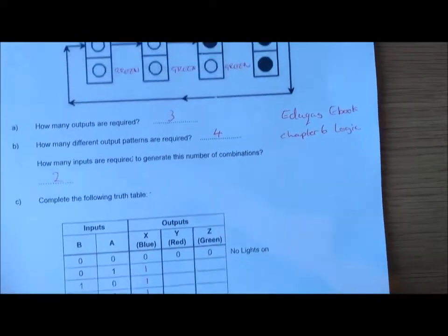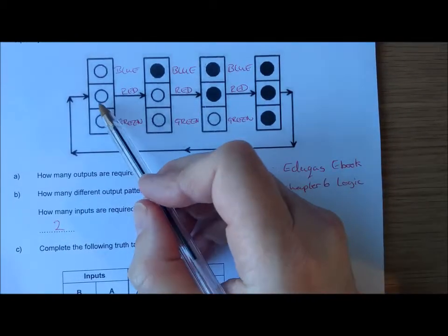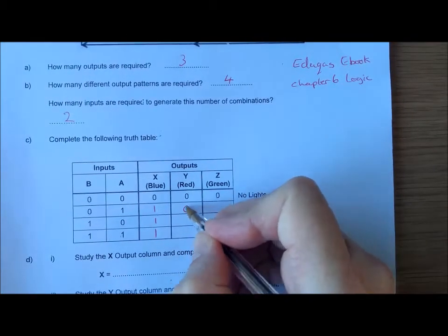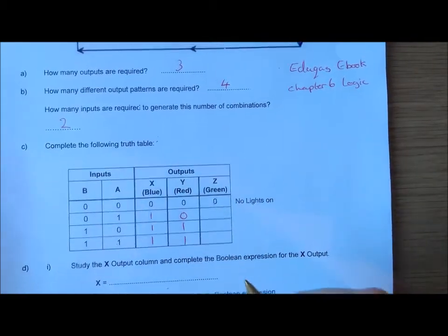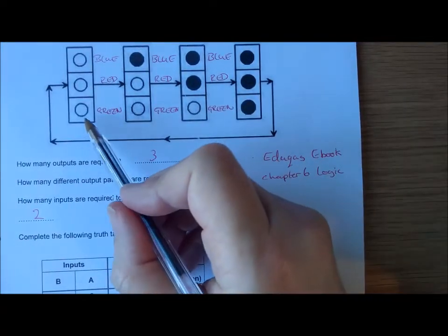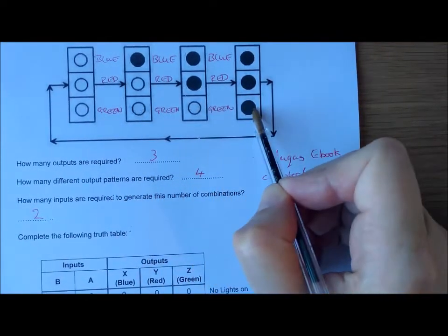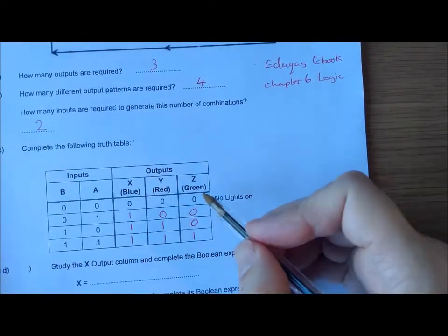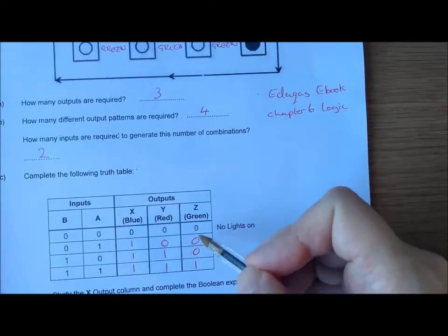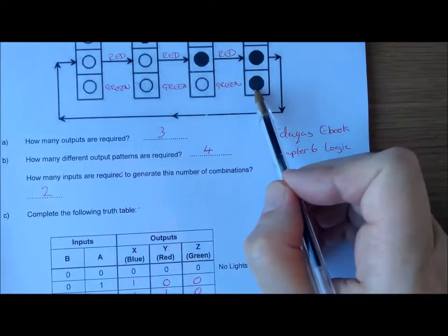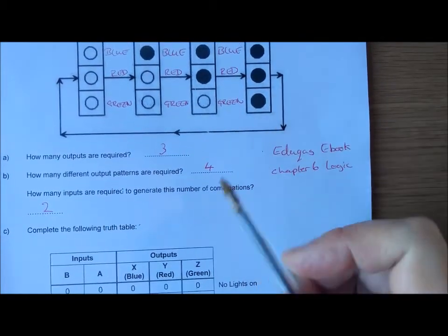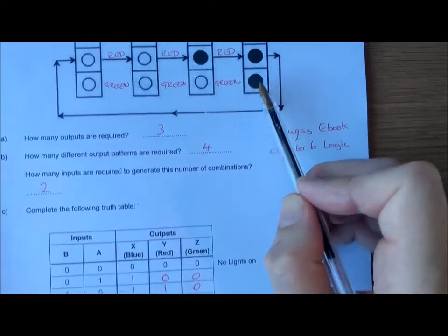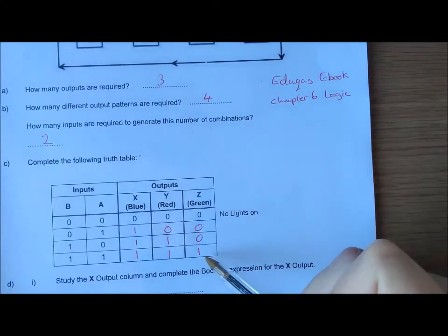So now I need to do the red. The red, if you look, goes off, off, on. So down here, off, off, on. And then I want the green. The green goes off, off, off, on. So down here, off, off, off, on. So these columns here relate to the rows here, which gets a bit confusing sometimes because you're converting a horizontal pattern here into a vertical pattern of numbers.